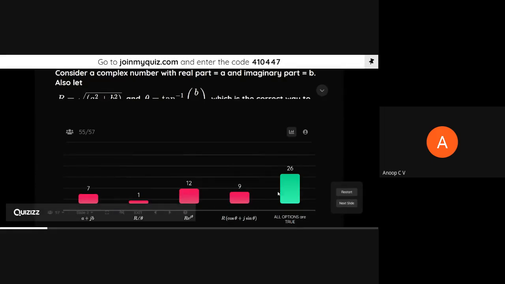So 26 have given the correct answer. And also I can write it as r times cos theta plus j sin theta. Why? Because by Euler's formula, e power j theta is cos theta plus j sin theta. That is also a very, very important result. It can give you a lot of insights. So the correct option is that in all ways we can represent it. Please do remember this. We'll move on to the next slide.